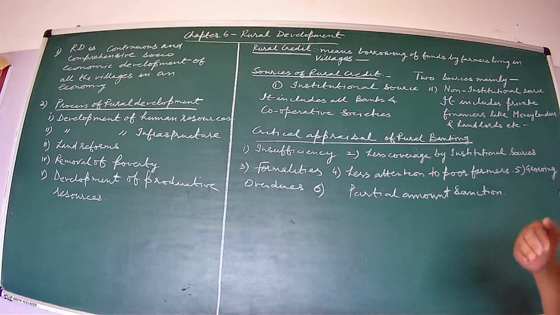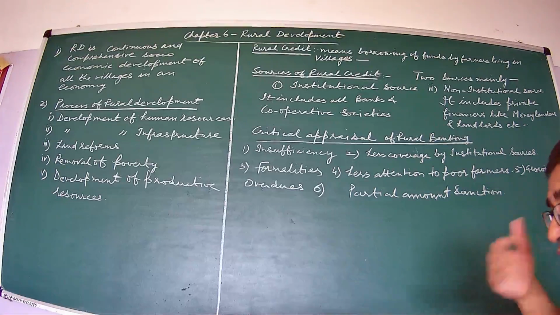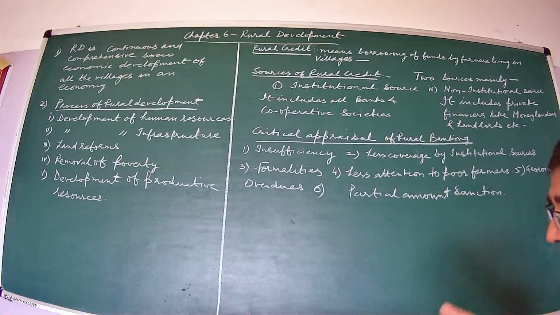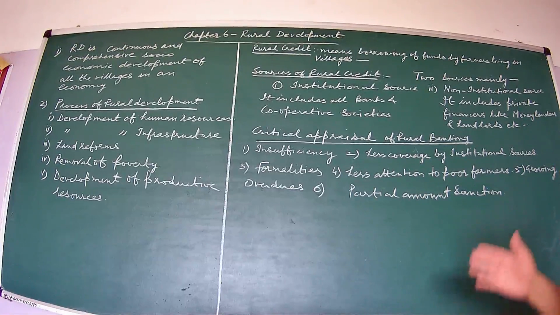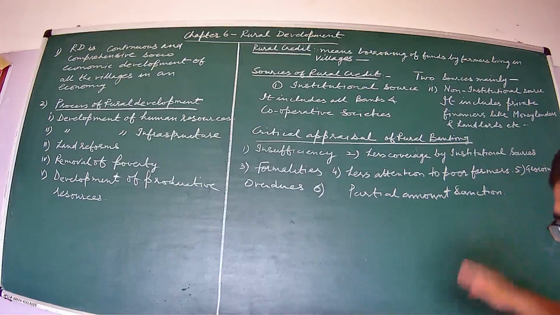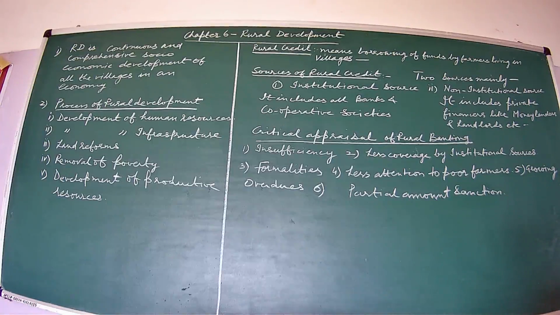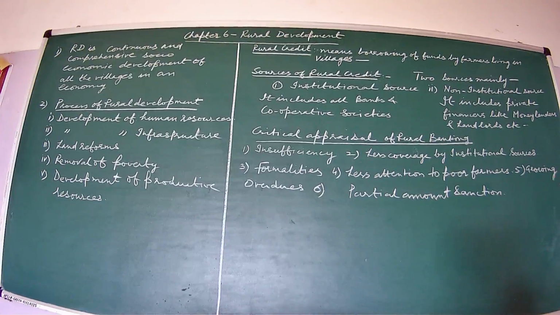Sometimes they are not able to sow the next crop without the financial help of banks and private financiers. So we have two sources of rural credit. The first source of rural credit is institutional source, and the second is non-institutional source of credit.